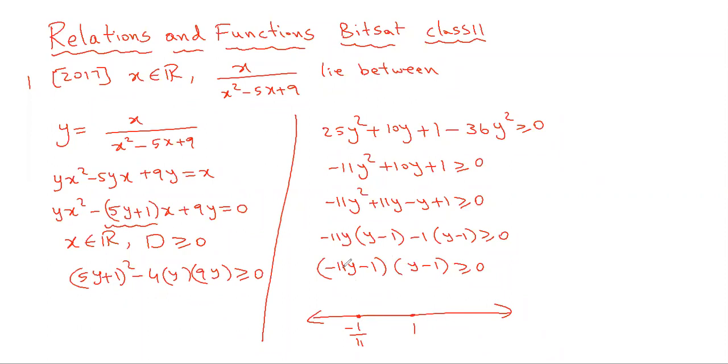Because the y square coefficient is negative, you can see that here the y square coefficient is negative. So you start with a negative in the rightmost: minus, plus, minus. We want the product to be positive. So y belongs to the closed interval minus 1 by 11 to 1. The question asked which option says that it lies between minus 1 by 11 and 1? That's option 4. The fourth option says that it lies between minus 1 by 11 and 1.